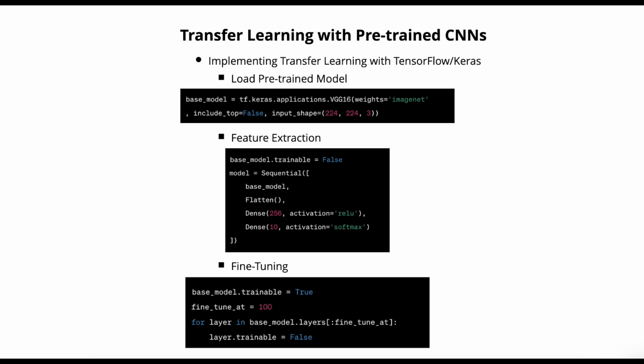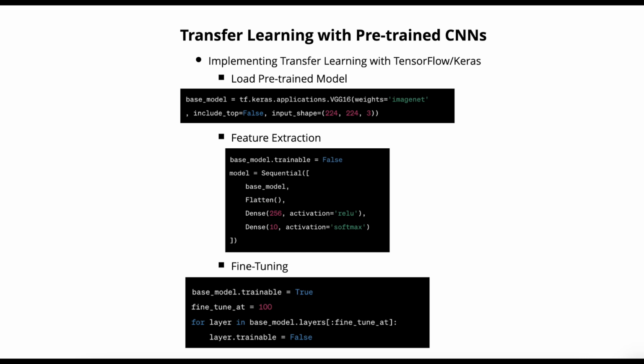Now we pass these parameters which are weights equal to ImageNet, include_top equal to False, and input_shape equal to 224 by 224 by 3, the parameters of the image set. Next step is feature extraction. Freeze the convolutional base of the pre-trained model and add custom fully connected layers on top for the new task.